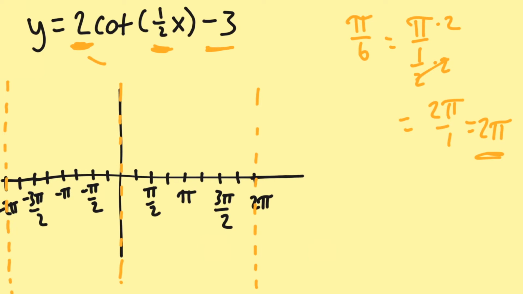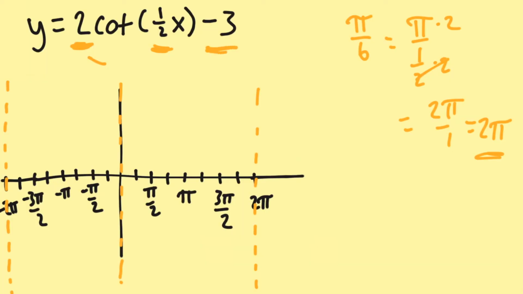Then the midpoint is shifted down 3. Remember, the midpoint is affected. It's on the midline, so it's affected by the vertical shifting. Shifted down 3. That's -3.